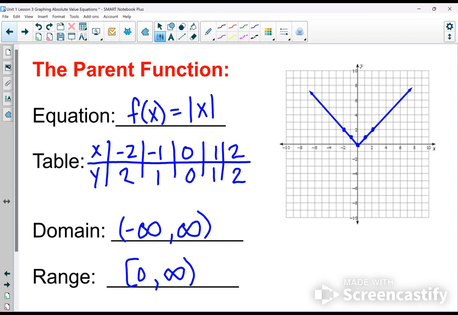When we talked about our transformations, we talked about our grouping symbols, our parentheses. We were talking about inside parentheses or outside parentheses. In the absolute value function, the absolute value bars act as our grouping symbols. So when we're talking about inside, we're talking about inside the absolute value bars. When we're talking about outside, we're talking about outside the absolute value bars. We just have straight absolute value bars instead of parentheses.